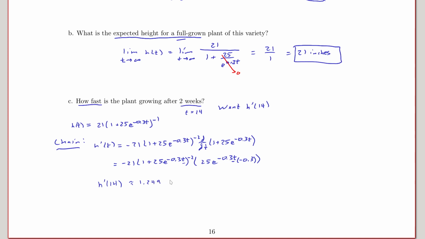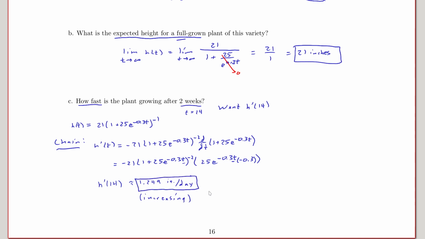And what are the units here? Remember, this is a derivative, so it's a rate of change. It should be something per something, rise over run. So in this case, it will be inches per day. And do note that because it's slope and it's positive, this does say that height is increasing. So that's the rate of growth at the 14-day mark.